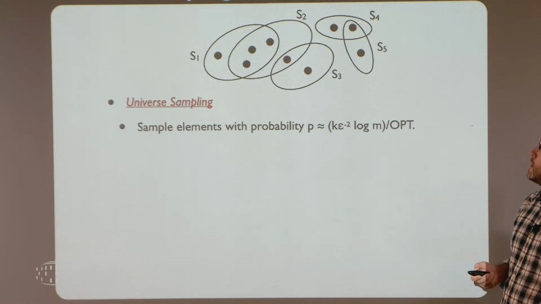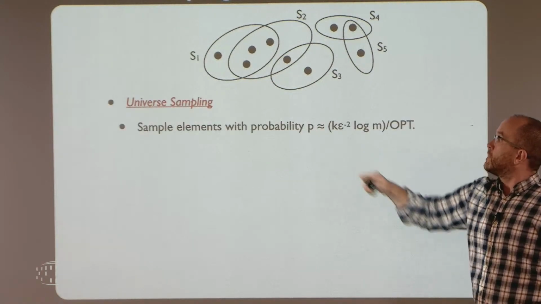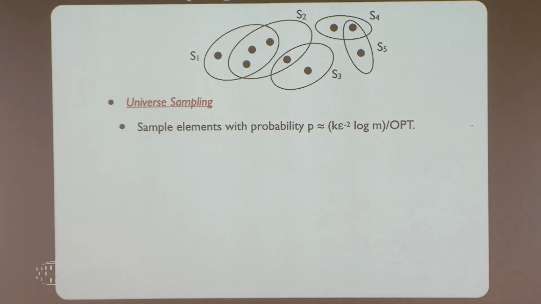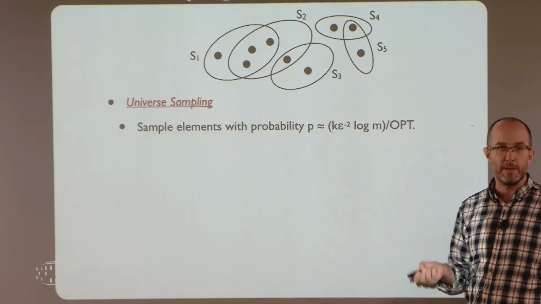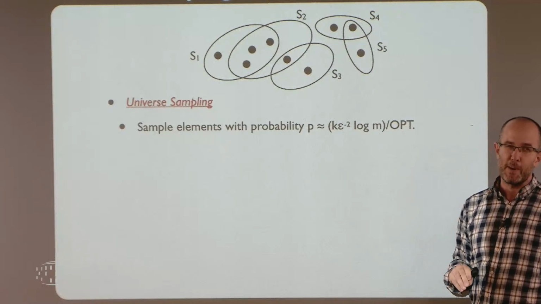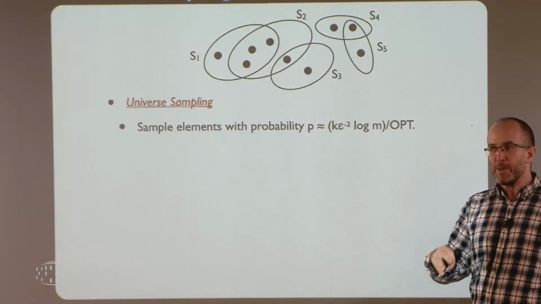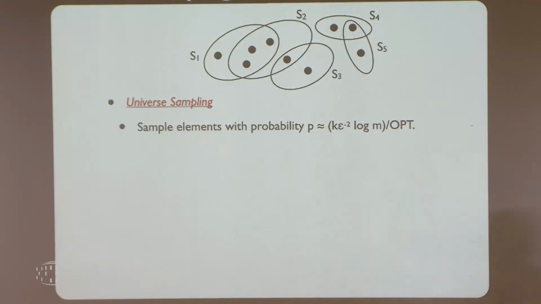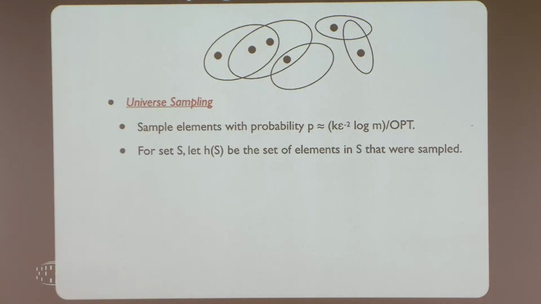dots. We sample the dots with probability p, which is roughly k times 1 over epsilon squared times log m divided by opt. When I write approximation signs, I normally mean I'm throwing away constants. Sometimes I'm throwing away other things as well, but nothing morally more than constants. Okay, so after I throw away those points, those 5 sets have become sets which I'll call H of S1, H of S2, etc.